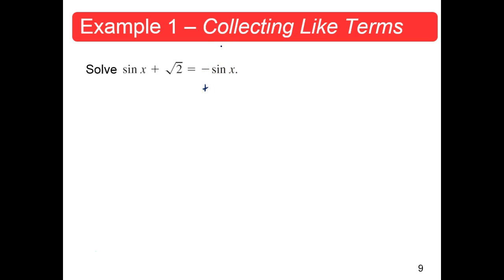What you're trying to do is get all your trig functions on one side and the numbers on the other. So we'll first add sine x to both sides. Equals with equals. Okay. So this will be 2 sine x plus root 2. And when you add those together, you get 0. So obviously we've got to do something else. And what's that?